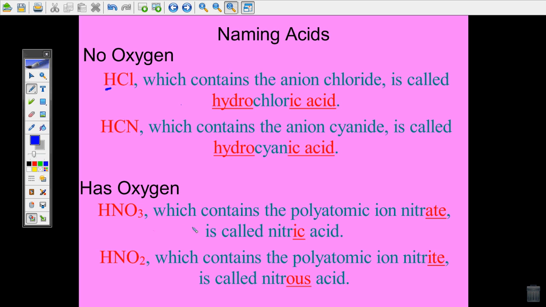You look at your polyatomic ion. This is nitrate, so ATE becomes ic. So nitrate becomes nitric acid. This is the polyatomic nitrite, so ITE becomes OUS, so nitrous acid. So ATE becomes ic and ITE becomes ous.